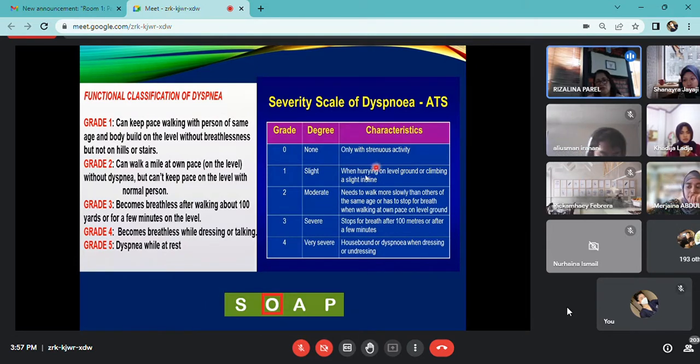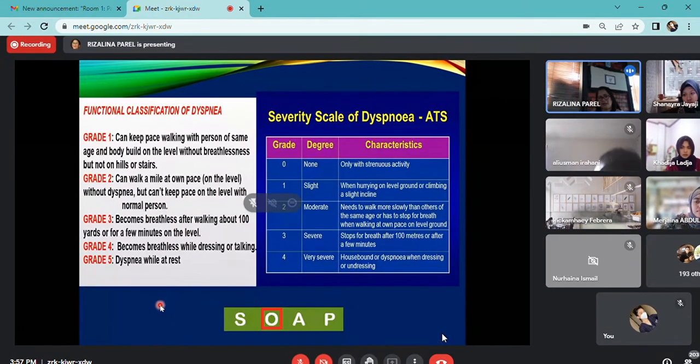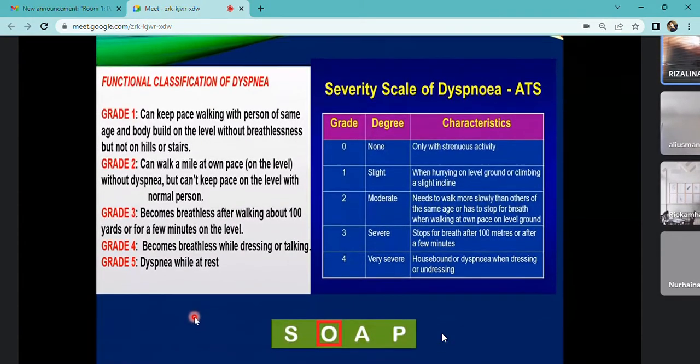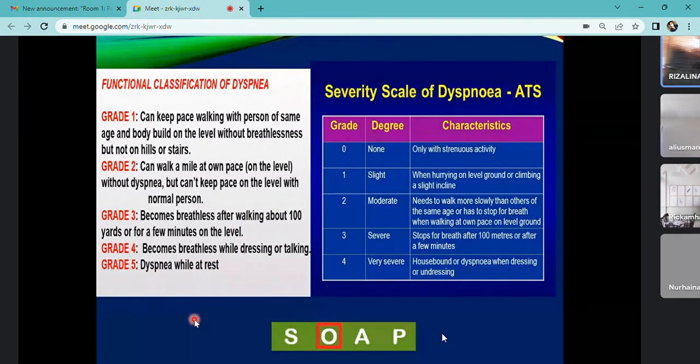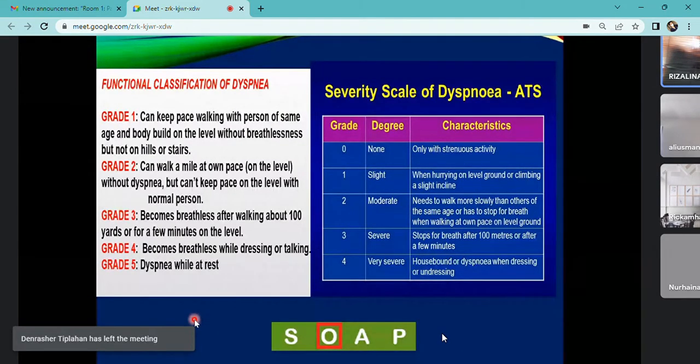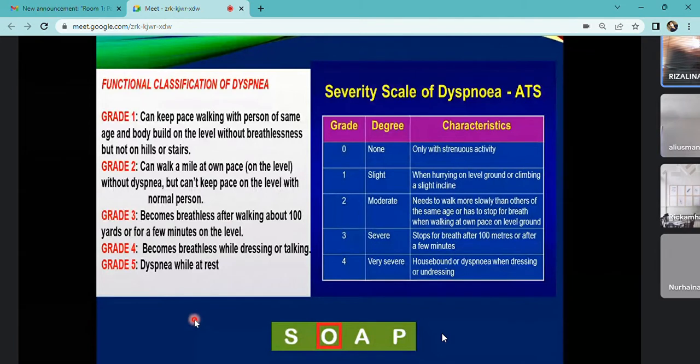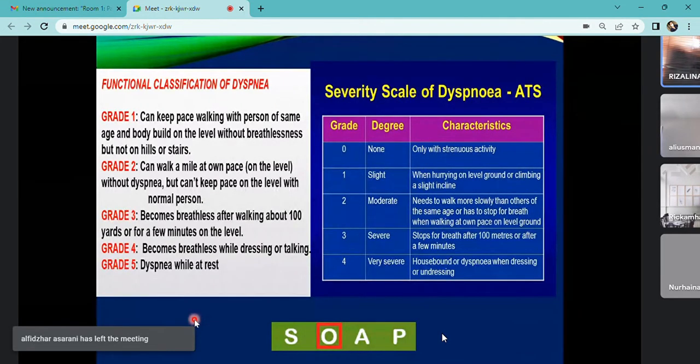Okay, so I added this one dahil itong isang unang nakalagay kahapon, these are your functional classification of dyspnea from grade 1 to grade 5. Now, ang American Thoracic Society, naglabas sila ng severity scale of dyspnea from 0 naman to 4. So 5 levels din. Kaya lang magkakaiba yan doon sa stops for breath after 100 meters. O parehas naman sa grade 3 din siya. Kaya lang magkakaiba siya doon sa level of respiratory distress.